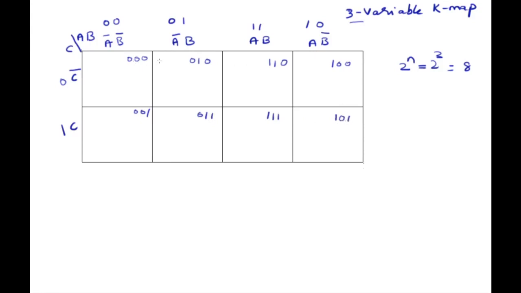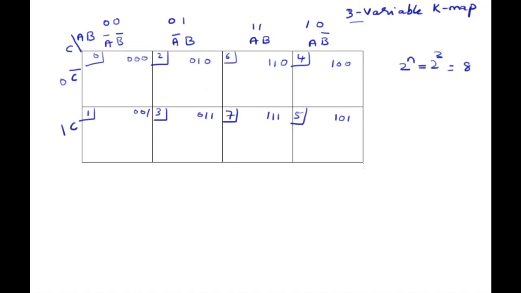So 0 0 0 means this you can write as 0. Next, this is 0 0 1, that means this is 1. This is 0 1 0, that means this is 2 and 3, and here this will be 1 0 0, that means this is 4, and this is 5, this is 6 and 7. As I interchanged these here, these will also be interchanged. That's it. So 0, 1, 2, 3, 4, 5, 6, 7. In this way I write a 3 variable K-map.